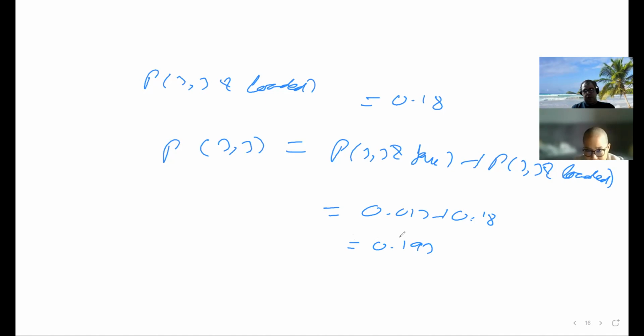Why is it 197? I don't understand. 193. See, it's 0.18 and 0.013. You are adding those. My apologies. I kept putting an extra zero in front of it. So yeah, 0.193 is the answer.